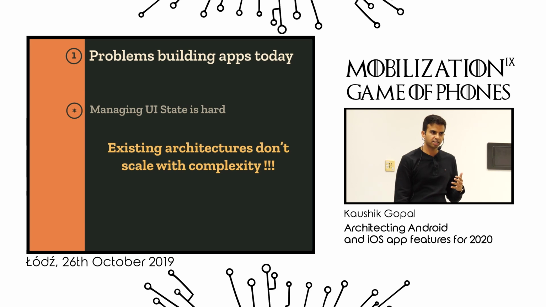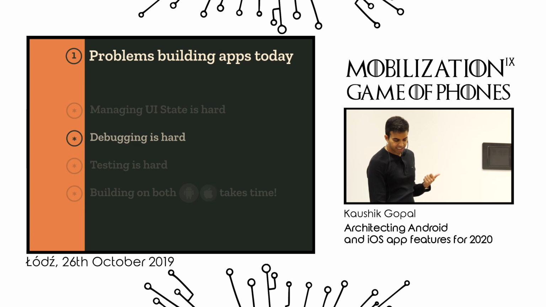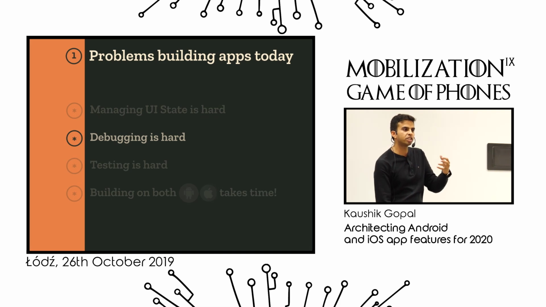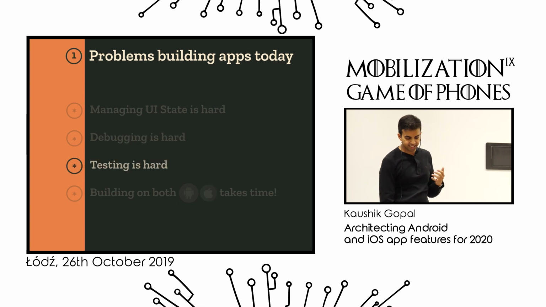Existing architectures like MVVM, the problem is they don't scale with complexity. When you start to add way more features, they don't scale as well. That inherently is a problem. The other problem is debugging is very hard. Like I mentioned, if something goes wrong, it's really difficult for me to find out because that same view is being updated through multiple channels in the view model. And lastly, testing is really hard.